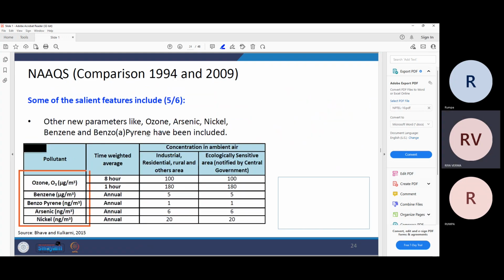And some new parameters like ozone, arsenic, nickel, benzene, and benzopyrene have been included in the revised guidelines. Earlier, these pollutants were not included. Now, these also have been included in the revised guidelines.